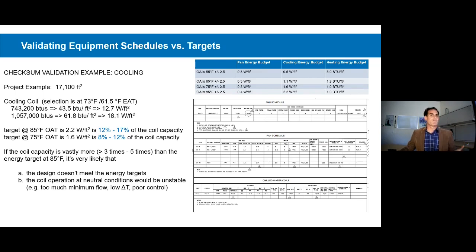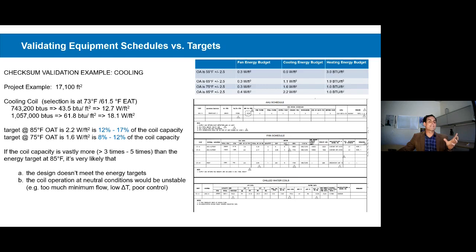In this example, this is for cooling. We have a 17,000 square foot project, and our cooling coil has 700,000 BTU of sensible and 1 million BTU of total. That's 12.7 to 18.1 watts per square foot. Our target cooling energy at 85 degrees is 2.2 watts per square foot, so that's significantly less. Our target cooling energy at 75 degrees is 1.6 watts per square foot, which is getting down below 10% of the coil capacity. So this tells us something.